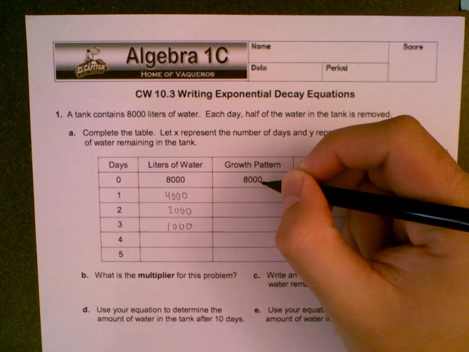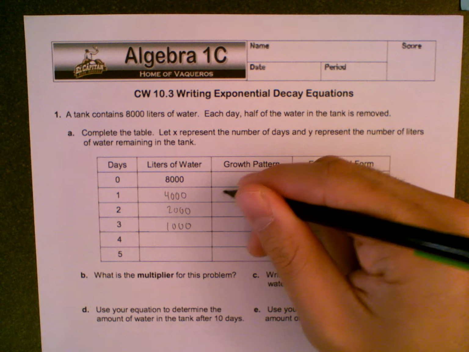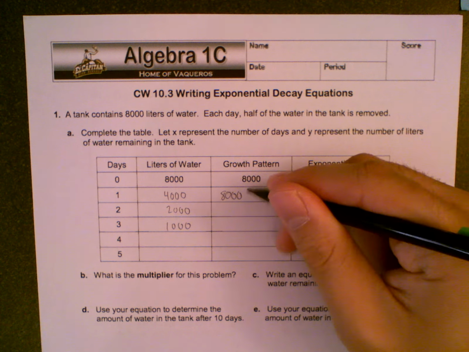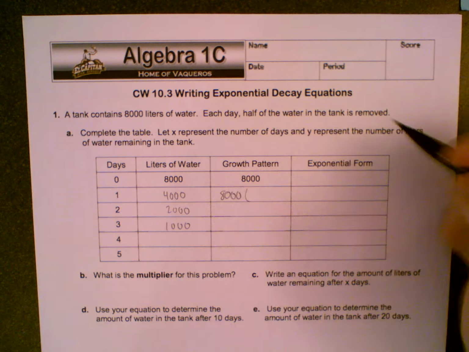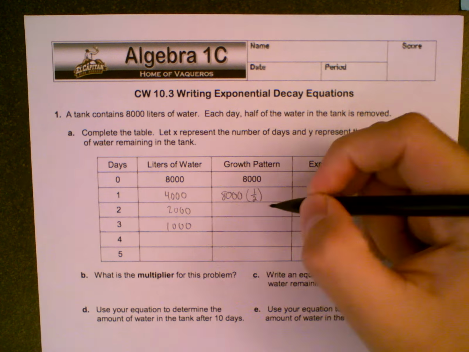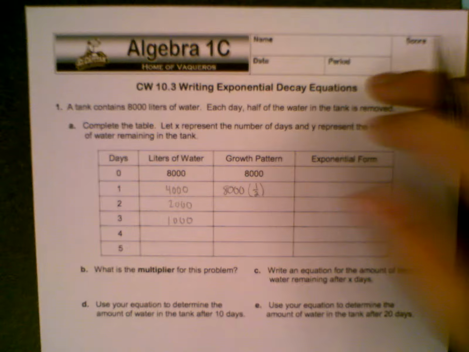So now let's take a look if we can see what this growth pattern is. So we've got 8,000 is our initial amount that we're starting with, the water in the tank. And then what did I say we multiply by? We want half of it, right? So we've got to multiply by 1/2. Otherwise, you can also say it is 0.5 if you would like.